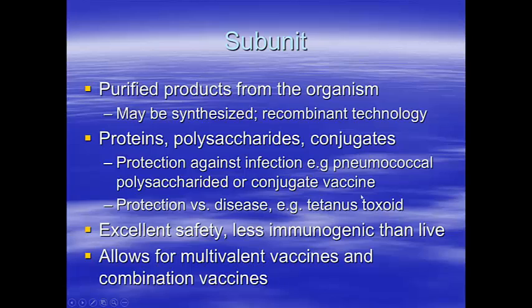So for those examples, we're talking about only a specific component of the organism, the bacteria or the virus, and it may be synthesized from scratch in vitro using recombinant technology, where they take the DNA and make the protein from scratch. It may be a protein, it may be a polysaccharide, which is a sugar, or it may be some conjugate. The pneumococcal vaccine was an example of a polysaccharide antigen on the surface of the bacteria, which is conjugated, or covalently linked, to a protein, which helps stimulate the immune response.